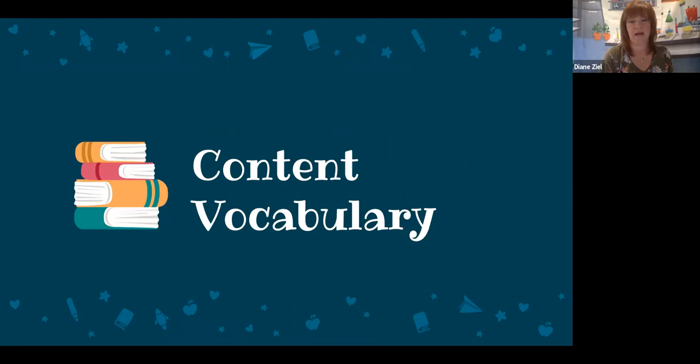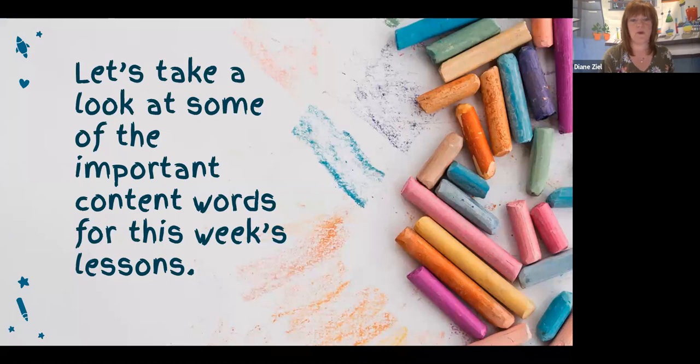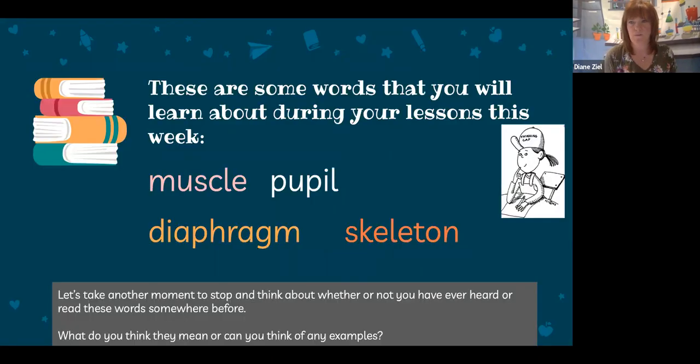Now let's take a look at some content vocabulary. Let's take a look at some of the important content words for this week's lessons on human senses and movement. These are some words you will learn about during your lessons this week in science. You will encounter the words muscle, pupil, diaphragm, and skeleton. Before we move on to look at some examples and the meanings of these words, think about whether or not you have ever heard or read these words somewhere before. Can you give examples? Can you explain their meaning?